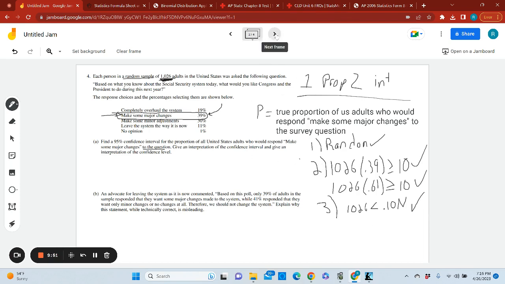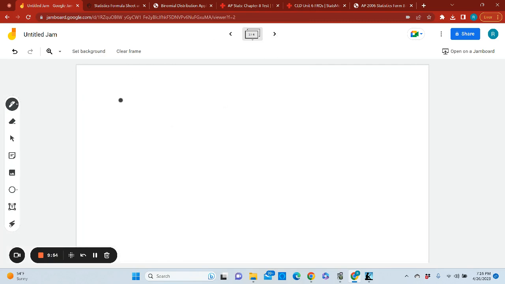So from here, it's actually pretty easy, right? Remember, the formula is going to be some point estimate plus or minus some critical value times the standard error from the sampling distribution, where we're going to pull this critical value from.